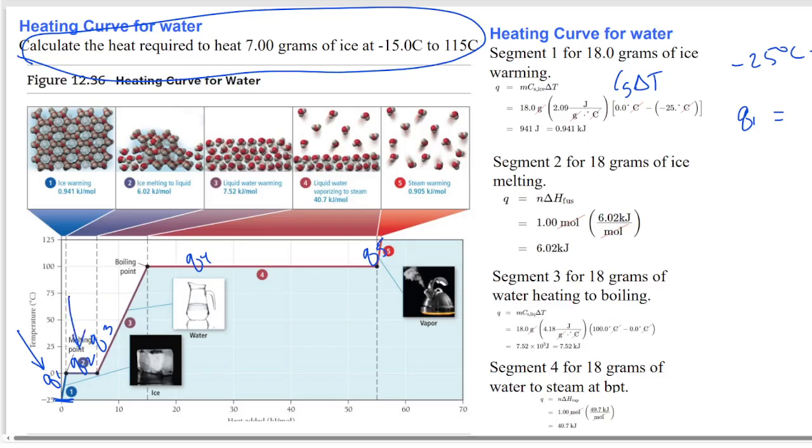Q2, segment 2 here, has no temperature change. All we're doing is melting the ice. We're not changing the temperature any. And that Q2 is governed by the delta H of fusion. So it's the number of moles times the delta H of fusion, and remember 18 grams is 1 mole for water, because water is 18 grams per mole. So that's 1 mole times 6.02 kilojoules per mole, and we get 6.02 kilojoules for Q2.